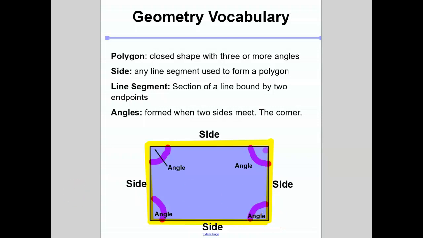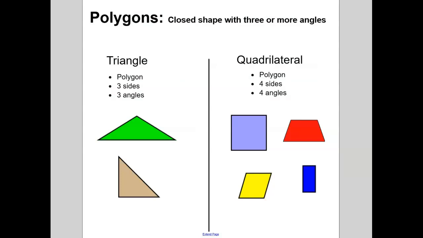Okay, are you guys ready for some new learning? So, today is all about polygons. A polygon is any closed shape with 3 or more angles. Today we're going to learn about the different types of polygons. Awesome. These 2 you already know.